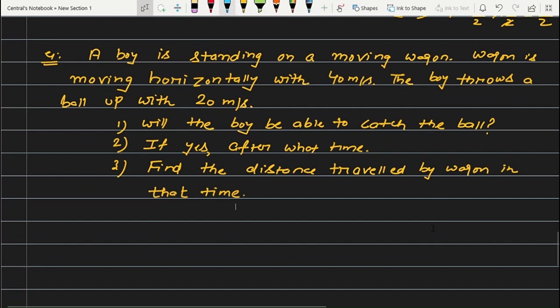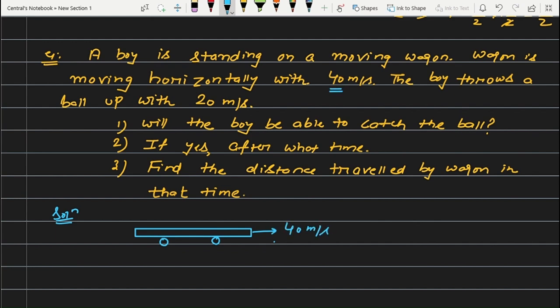So first of all, let's understand the situation. Here's the wagon moving forward with 40 meter per second. And here's the boy. The boy is throwing the ball up with 20 meter per second. नाउ द बेसिक अंडरस्टैंडिंग इज सर कि बॉल ऊपर जाएगी और जितनी देर में बॉल नीचे आएगी उतनी देर में तो ये बॉय और ये वैगन दोनों आगे निकल चुके होंगे, तो बॉल प्रोबेबली बॉय के पीछे गिरेगी, तो द बॉय विल नॉट बी एबल टू कैच द बॉल.